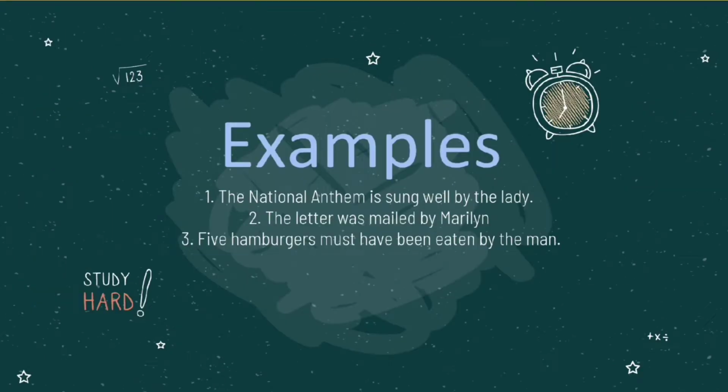Here are other examples showing the subject is acted upon by the verb. Number 1, the national anthem is sung well by the lady. Number 2, the letter was mailed by Marilyn. Number 3, 5 hamburgers must have been eaten by the man.